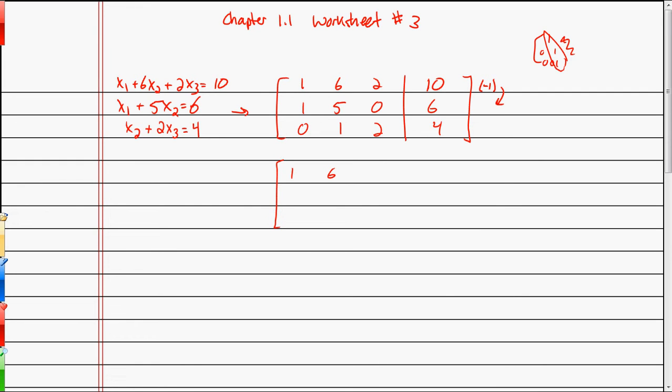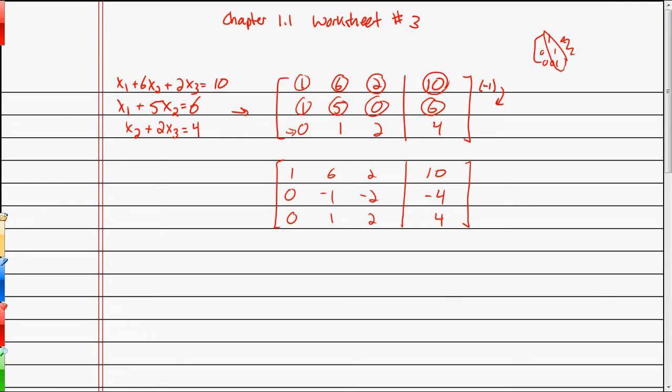1, 6, 2, 10, that's just the first row, nothing changes. Multiply 1 by negative 1 and add it to 1, you get 0, that's why we chose negative 1. Multiply 6 by negative 1, you get negative 6 plus 5 is negative 1. Multiply 2 by negative 1, you get negative 2 plus 0 is negative 2. Multiply 10 by negative 1 and add it to 6, you get negative 4. And then I already have a 0 down here, so I'm good to go. I'm just going to rewrite that row.